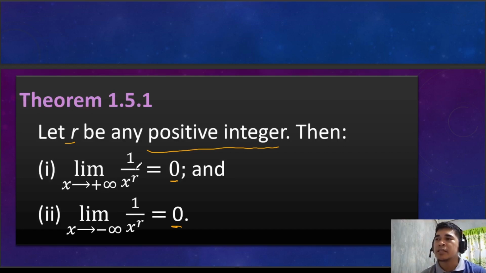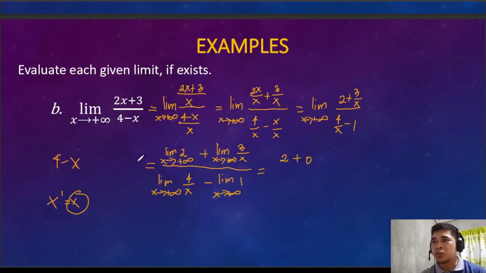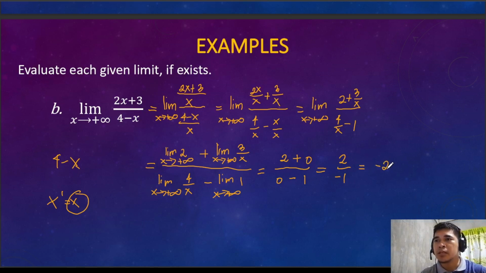As long as we have x and we have r, the exponent must be a positive integer. So here our r is 1. Over limit of 4 over x equals 0, minus limit of 1, which is 1. Next, 2 plus 0 is 2. 0 minus 1 is negative 1. So 2 divided by negative 1 is negative 2. So therefore, the limit of 2x plus 3 over 4 minus x as x approaches positive infinity is negative 2.